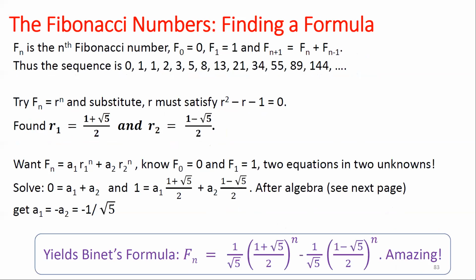And again, we could have chosen any value of n we want, but by choosing the smallest values of n, it's going to make things as easy as possible. So when we put in n equals 0, anything to the 0th power is 1. So we get 0 is a1 plus a2. That's taking n equals 0. And then when we take n equals 1, we get 1 is a1 times 1 plus root 5 over 2, plus a2 times 1 minus root 5 over 2. And on the next page, we'll do the algebra and see we get a1 equals minus a2, which is equal to 1 over root 5.